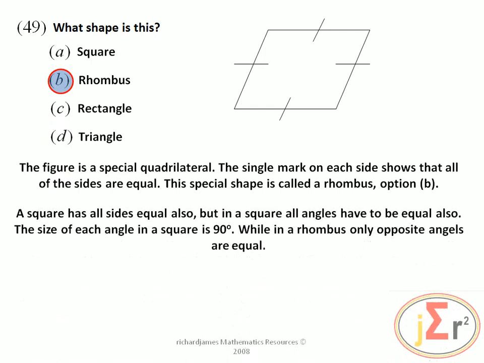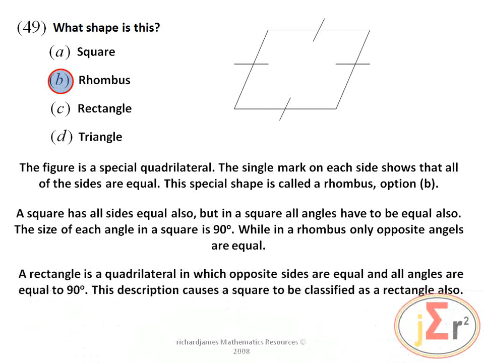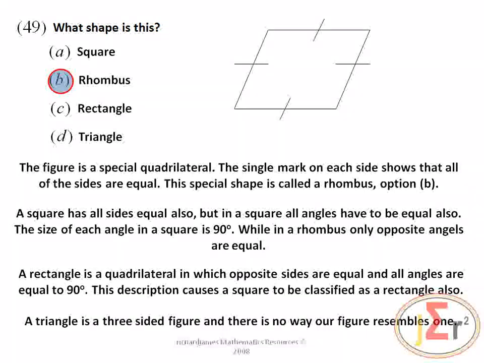A square has all sides equal also, but in a square, all angles have to be equal also. The size of each angle in a square is 90 degrees, while in a rhombus, only opposite angles are equal. A rectangle is a quadrilateral in which opposite sides are equal and all angles are equal to 90 degrees. This description causes a square to be classified as a rectangle also. A triangle is a three-sided figure, and there is no way our figure resembles one.